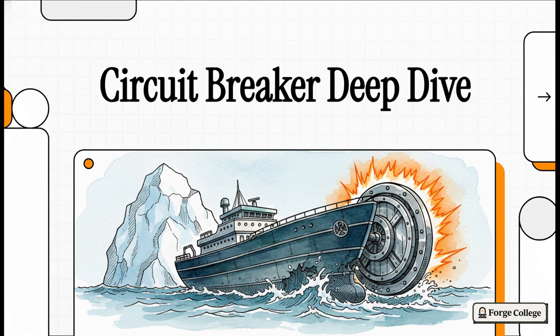Today, we're jumping right into our circuit breaker pattern deep dive. Now, to give you some context, this is part of our Advanced Security Patterns and Best Practices module, which sits inside the broader Smart Contract Security track.